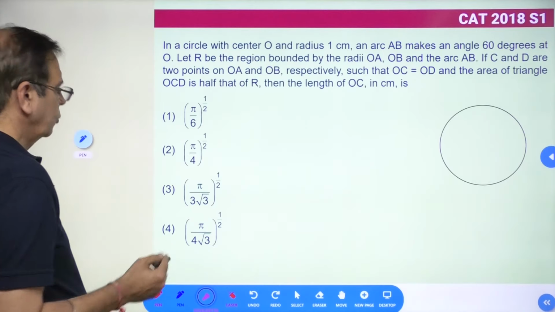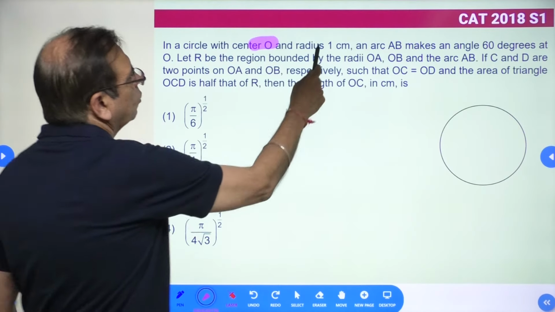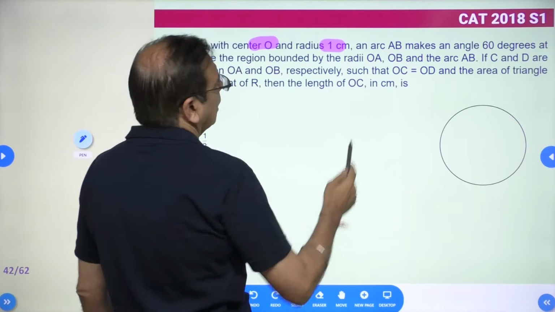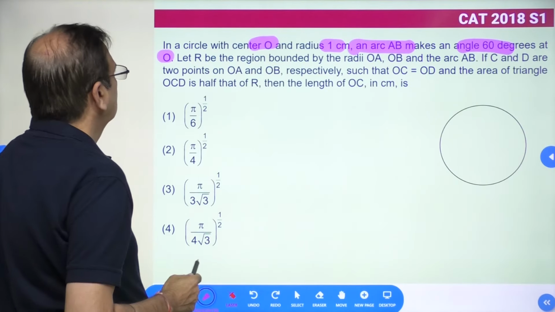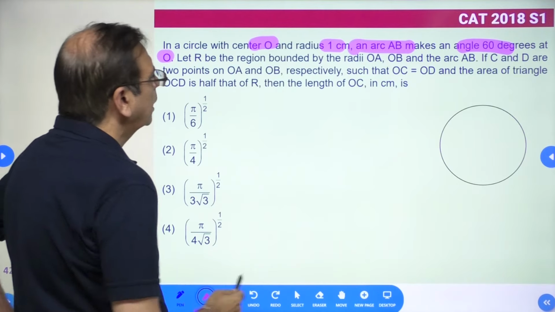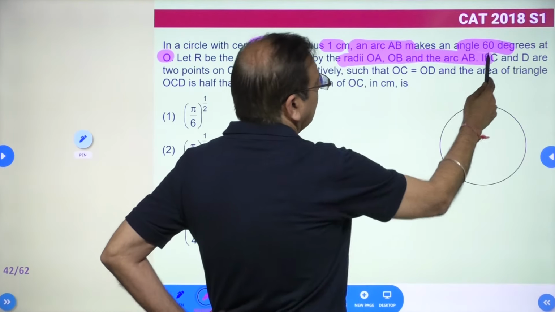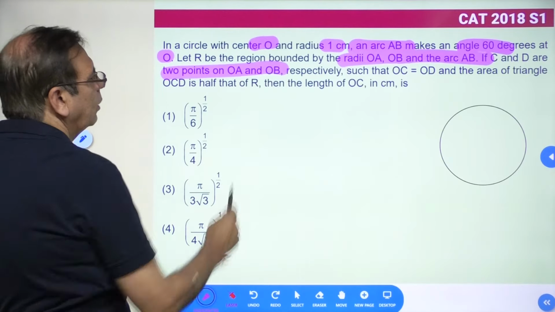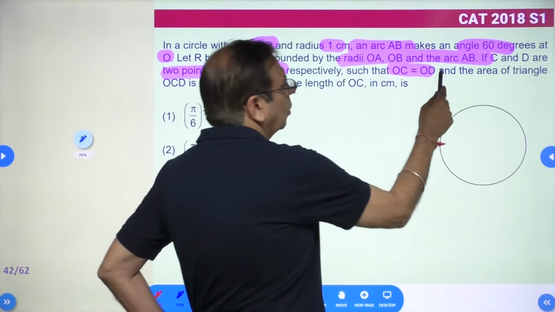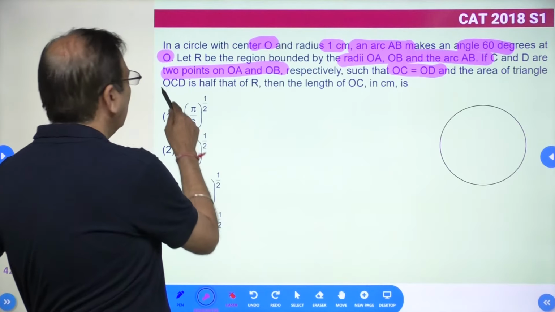A circle with center O and radius 1 centimeter. An arc AB makes an angle of 60 degrees at O. Let R be the region bounded by the radii OA, OB and arc AB. If C and D are 2 points on OA, OB respectively such that OC equals OD and the area of OCD is half of R, what is the length?